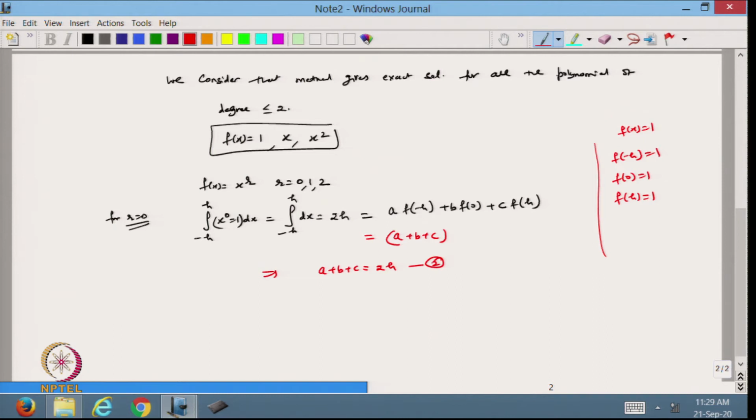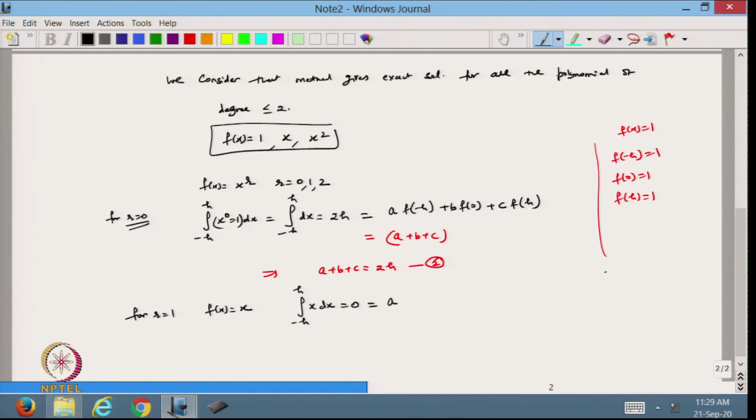So, I call it equation number 2. Then for r is equal to 1, my function f(x) will be just x. Now, from the left hand side, the integral from minus h to h of x dx. It is an odd function and I am integrating from minus h to h, so I know that this value will be 0. So it is just this value, and on the right hand side I will get a.